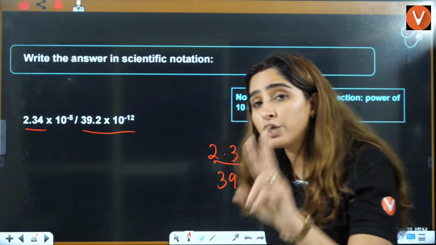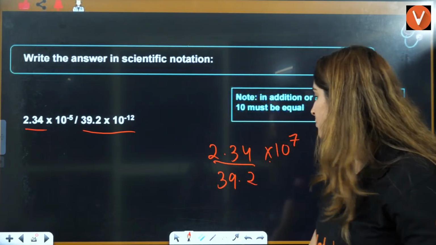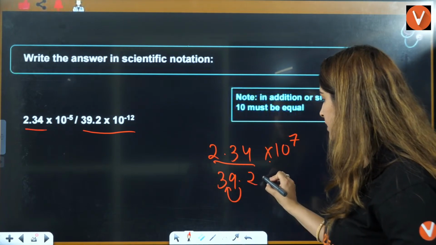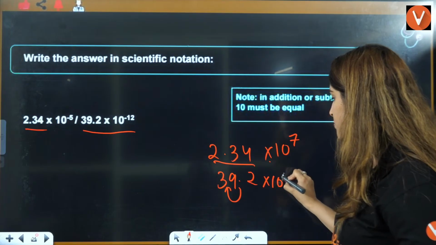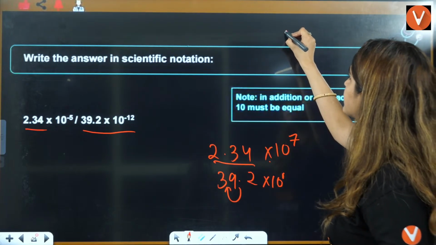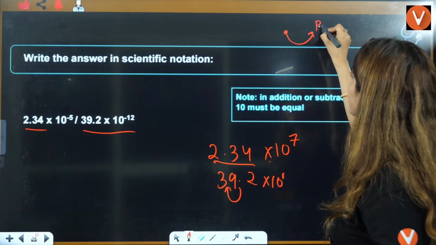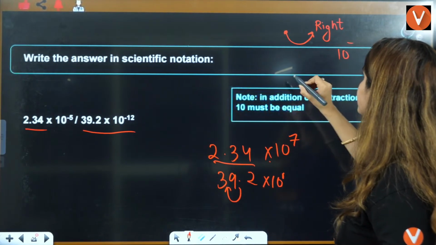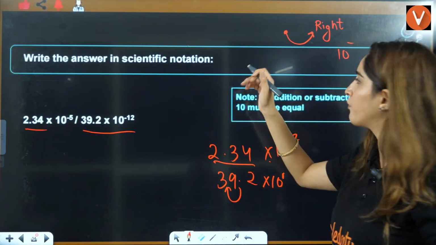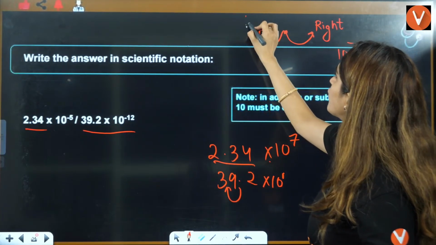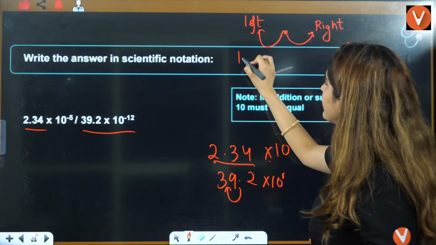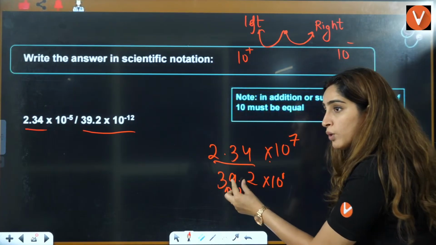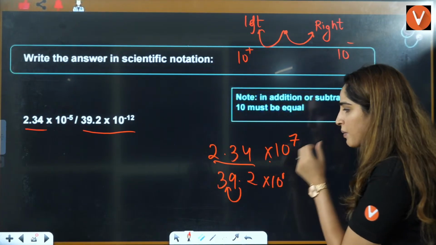And you know what? When you're dividing two things, the decimal has to be on the same position. So move the decimal here. When you're moving the decimal here, you have to multiply it by 10 raised to 1. Whenever the decimal is moving to the right side, multiply it by 10 raised to minus something, whatever units you are moving it to. Whenever you are moving it to the left side, multiply it by 10 raised to positive. So here we are moving it only one decimal, that's why it is 10 raised to 1.